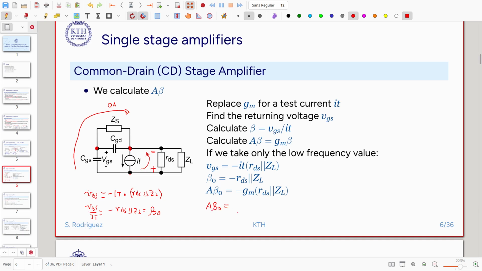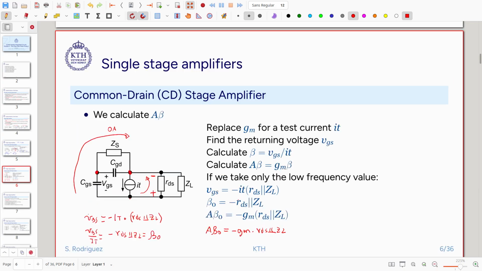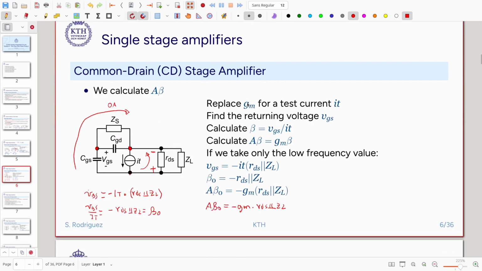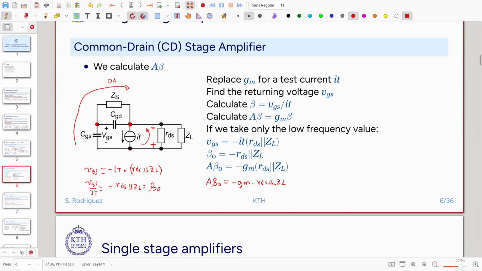Now I can multiply this one by the transconductance, and then I get the whole loop gain. So two steps. First, I remove the transconductance and VGS. I put a test current source here. I set the input to null, to 0, and then calculate the amount of VGS that comes back. And then I multiply back by the transconductance, that is my amplifying variable, and then I get the total loop gain.